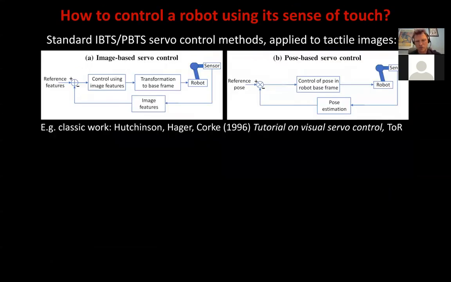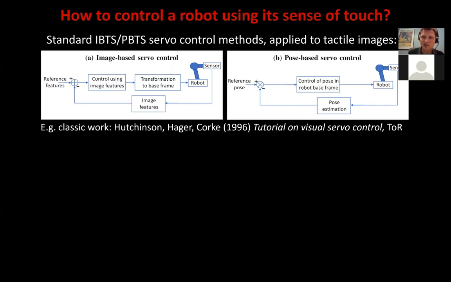Okay, so how do you control a robot using its sense of touch? If we take inspiration from visual servo control, there was an important step in the 1990s of considering there to be two different types of visual servo control: one known as image-based servo control, and the other known as pose-based servo control. That's classic work, and the people who did that are now very senior figures. The key point is that image-based control takes features extracted from images and does the control on the variables relating to those features. Then there needs to be a transformation from the control in image space to the control of the robot joints, that's needed to move the robot. So that's image-based servo control.